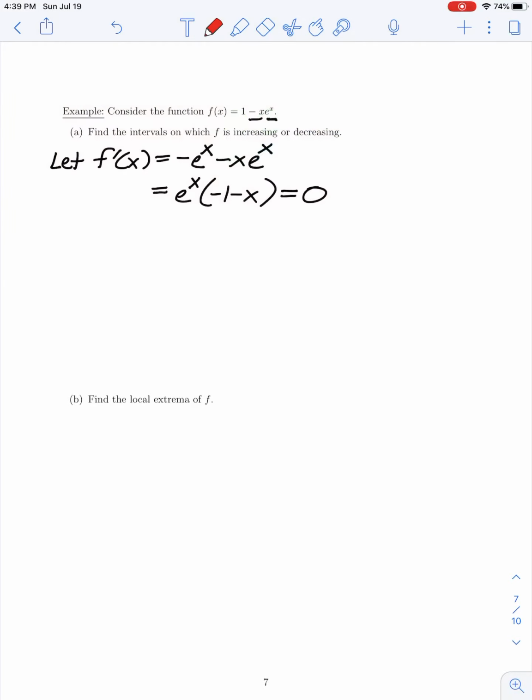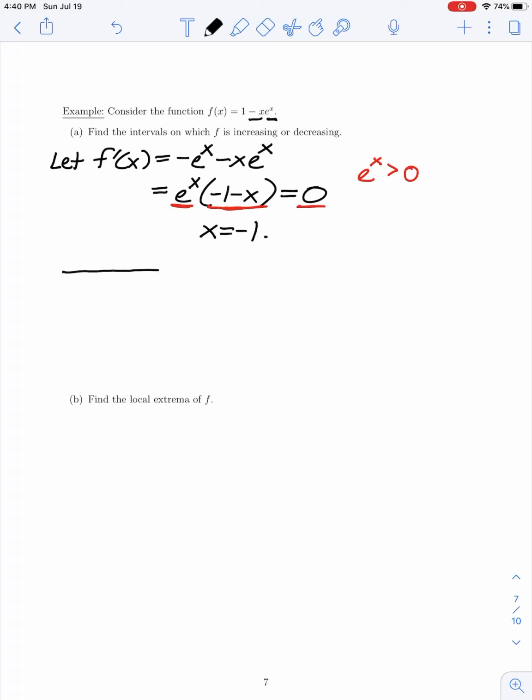So we have two options here. Either e to the x could equal 0, which is impossible. Remember, e to the x is always a positive number. So we're left with the expression in parentheses, -1 minus x, has to equal 0, and so x would have to equal -1.